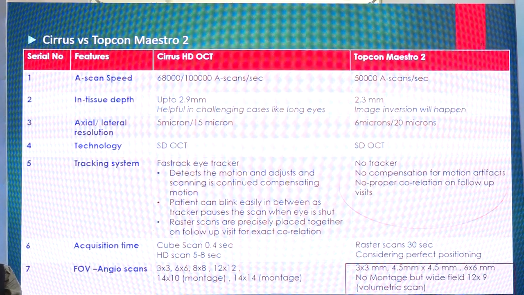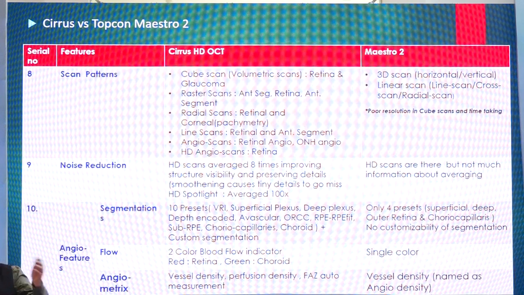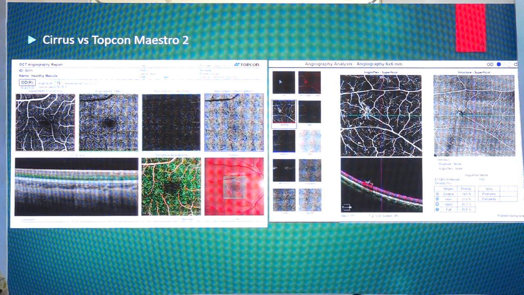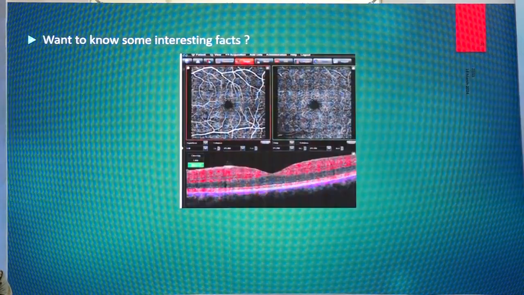If we look at a Topcon machine, there is no tracker, and the largest block size is 6 by 6. So in this machine, you can only scan the macula. You can't look at peripheral lesions, and it's very difficult to identify them. So it's only limited to the pathology of the disease in the macula, not beyond the macula. Once you increase the block size, the images are not very clear. But if you compare with SS OCT, the images are much better in SS OCT.